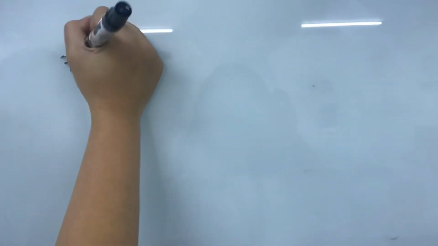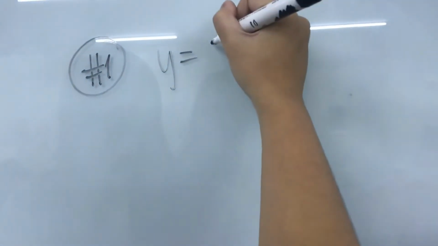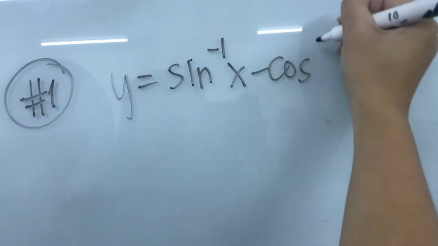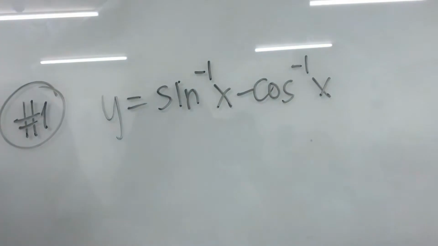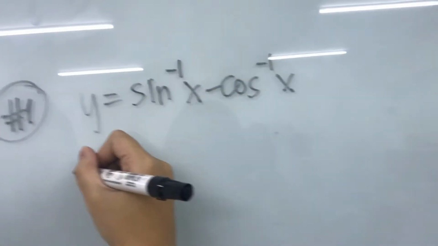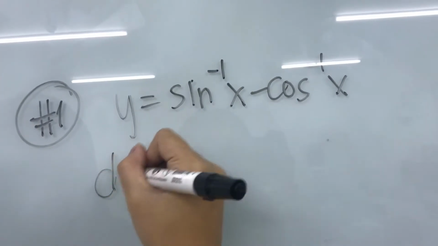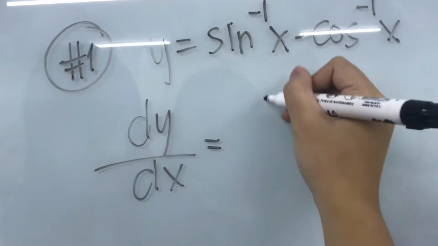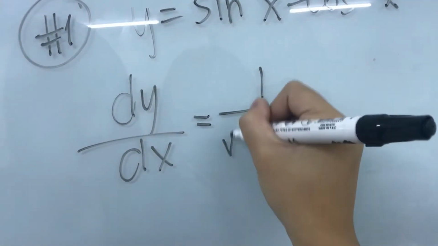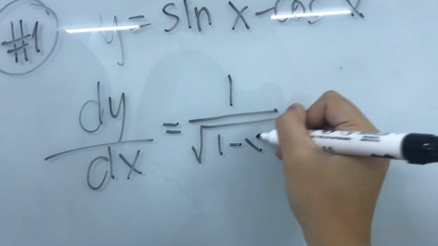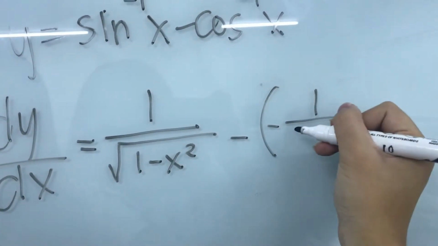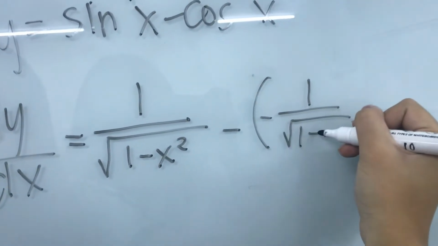For our first problem of the inverse trigonometric functions, our equation will be y is equal to arc sine x minus arc cosine x. In order to solve this one, first we have to know what rules are applied. Again, this equation uses the sum and difference rule. So the derivative dy over dx is equal to 1 over square root of 1 minus x squared minus the quantity of negative 1 over square root of 1 minus x squared.